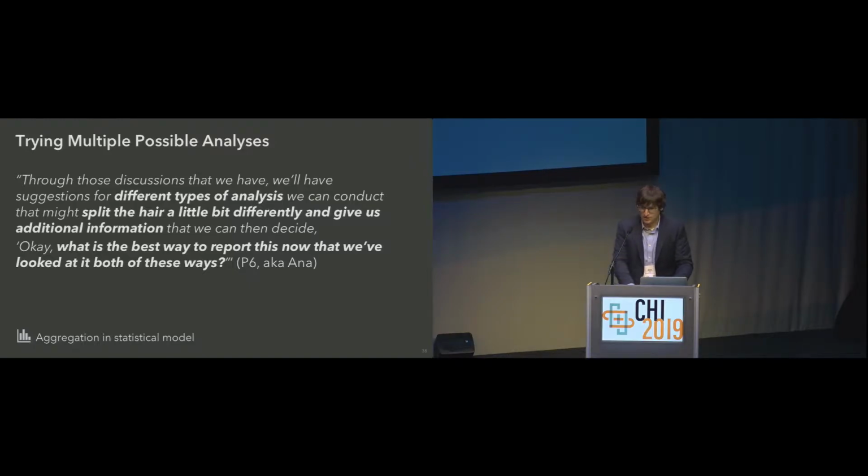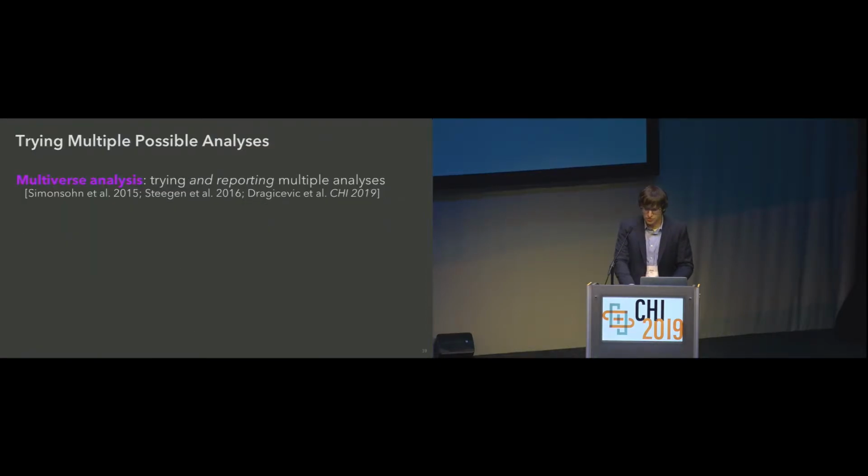The notion of splitting the hair a little bit differently to gather additional information might strike us as rigorous. And at the same time, the notion of choosing what to report after trying multiple analyses might strike us as behavior akin to p-hacking. This dilemma is illustrative of a particular challenge for software design. How should we support researchers in trying multiple analyses? One solution proposed by prior work in multiple statistics is multiverse analysis, which is essentially trying and reporting multiple analyses. Existing tools do not really support this kind of analysis without the programming of custom analysis scripts, which limits the accessibility of multiverse analysis for researchers who don't code.